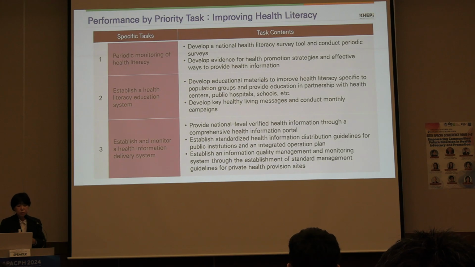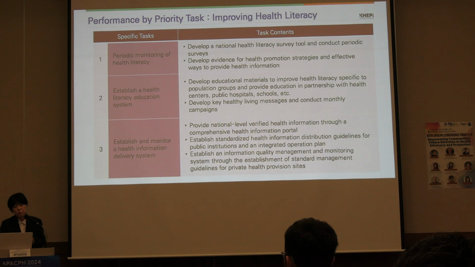For monitoring health literacy, we have to develop a national health literacy survey tool and conduct regular surveys, and develop evidence for health promotion strategy and effective ways to provide health information. Second is establishing the health literacy education system: develop education material to improve health literacy specific to population groups, and provide education in partnership with health centers, public hospitals, schools, and so on. And develop key healthy living messages, like Scotland, to make it easier, and conduct monthly campaigns.